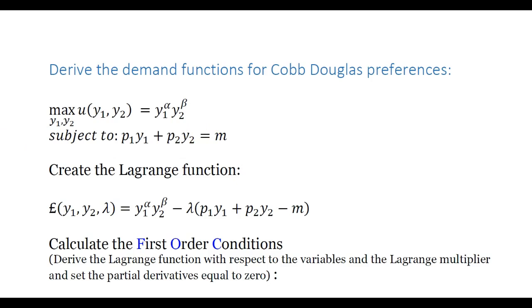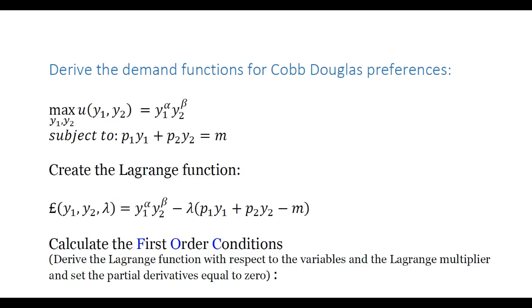So we create the Lagrange function, and the Lagrange function is a function of the two goods and the Lagrange multiplier, which we use lambda to represent. So we have the function we want to optimize, and then we have the constraint after the multiplier.